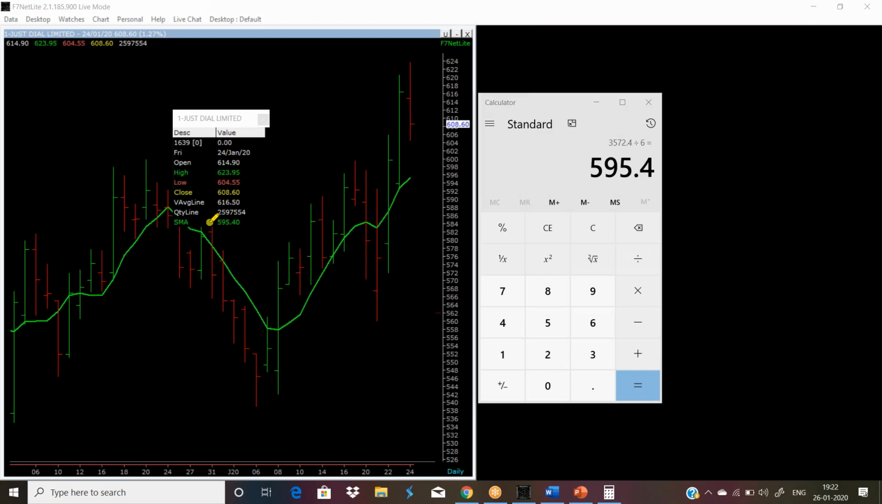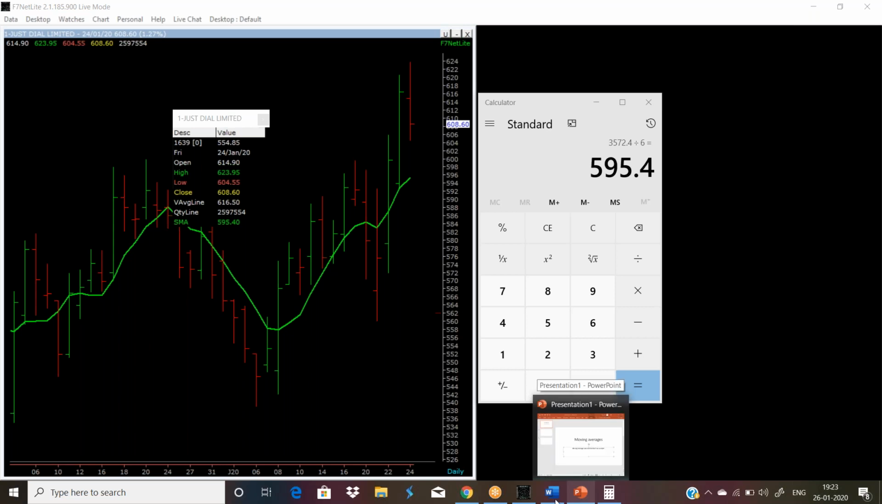this value you have to check, how much it is. 595.40, and here it is 590.40. So the values you get are similar. So you don't have to calculate, you just have to follow it. So this is the simple moving average. This type of simple moving average is taken.